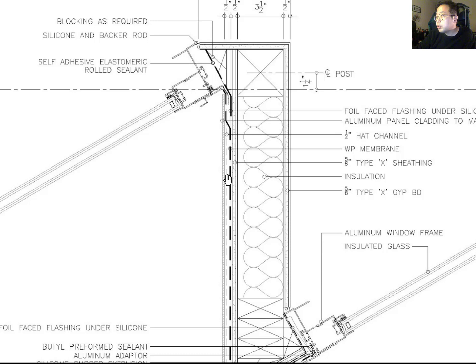It is exactly the same as the stone and brick veneer system. That's why I keep asking you to memorize it. When you know it, you can easily apply it to any type of cladding system for your design.